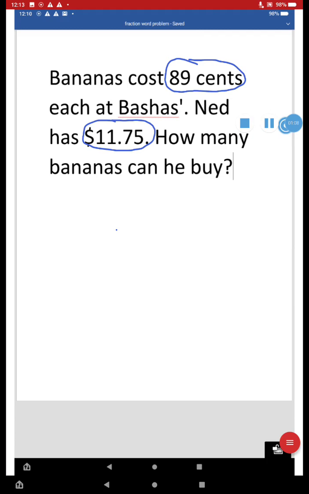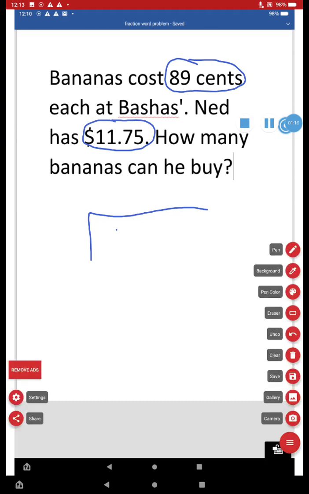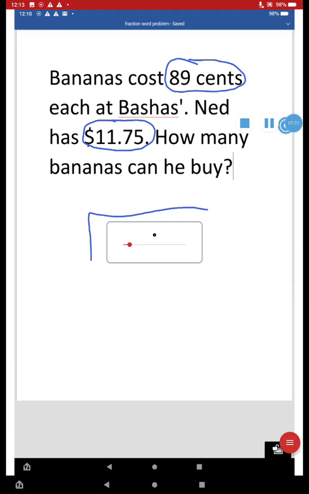All right, now I need to identify my operation. Well, since this is a new concept, I'm just going to tell you. We're going to be using division. So let's draw a division bar. Since we're using division now, we need to ask ourselves, what is our divisor and what's our dividend? Well, how much money does Ned have total? $11.75. That's going to be the dividend. The divisor is the 89 cents.